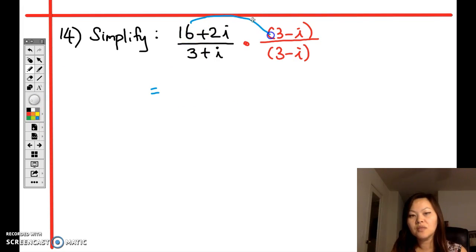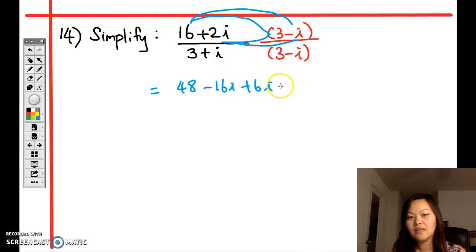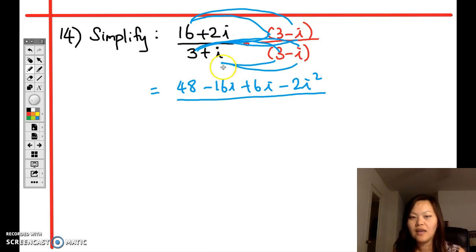You just have to distribute, multiply like this, like that, and then like this, and like that. So 16 times 3 is 48. 16 times negative i is negative 16i. 2i times 3 is 6i. 2i times negative i is negative 2i squared. Same thing to the bottom: 3 times 3, 3 times negative i, i times 3, i times negative i. So 3 times 3 is 9, 3 times negative i is negative 3i, i times 3 is positive 3i, and i times negative i is negative i squared.